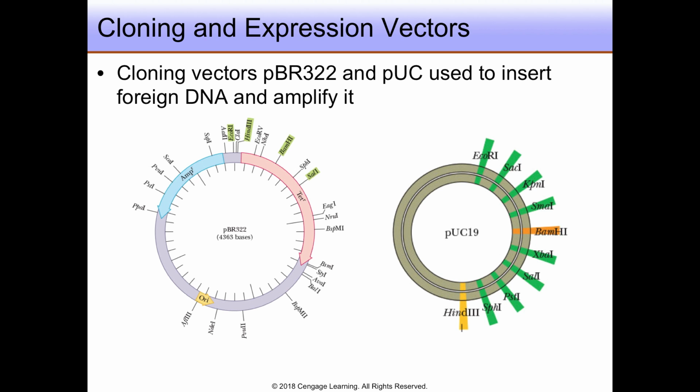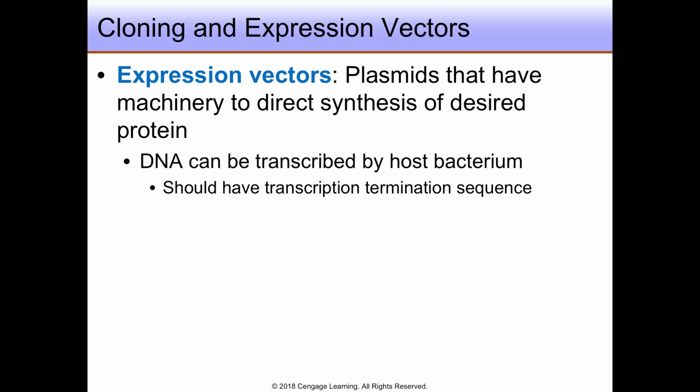We've seen that pBR322 and pUC19 can be used to insert foreign DNA and amplify it. However, if we want the DNA to be transcribed and translated, an expression vector is needed. These are plasmids that have components to allow the processes of transcription and translation to be completed in the bacterial host. This means initiation and termination sequences for both processes.